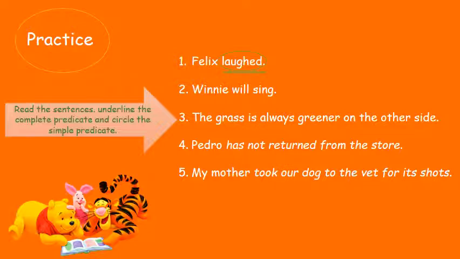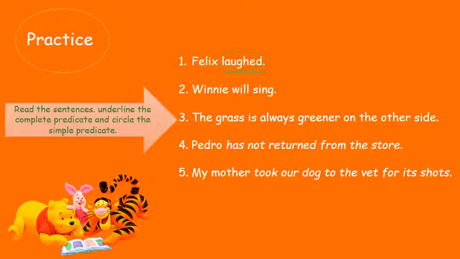If you remember in the subject, sometimes we had the subject pronoun, like I play football. I was the complete subject, and at the same time, I was the simple subject. Here, the same. Felix laughed. It's a complete sentence with subject and predicate and a complete idea. The predicate is laughed, only one word, it's the verb. So we consider it the complete predicate and the simple predicate at the same time.